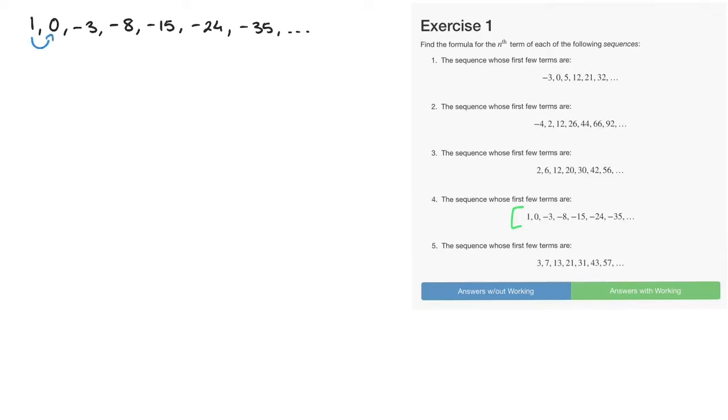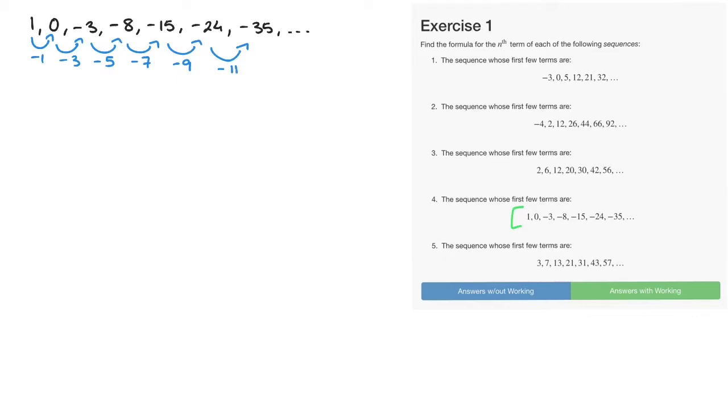So from 1 to 0, we're taking away 1. From 0 to -3, we're taking away 3. From -3 to -8, that's -5. From -8 to -15, we're taking away 7. From -15 to -24, we're taking away 9. And from -24 to -35, we're taking away 11, so that's -11.